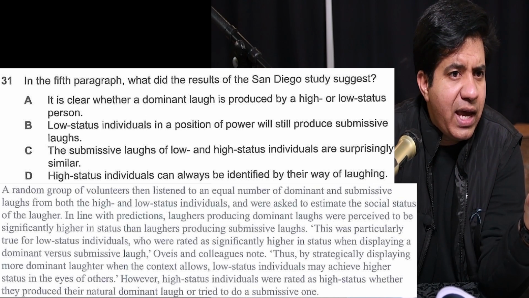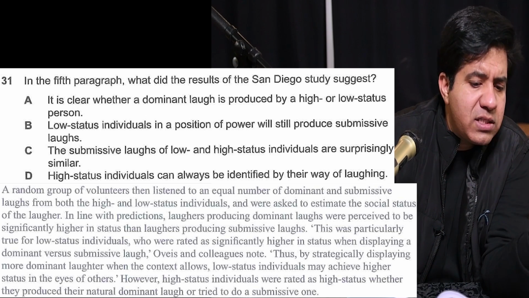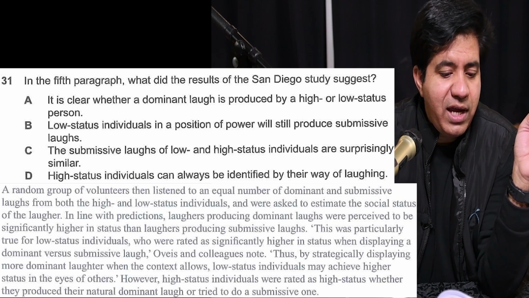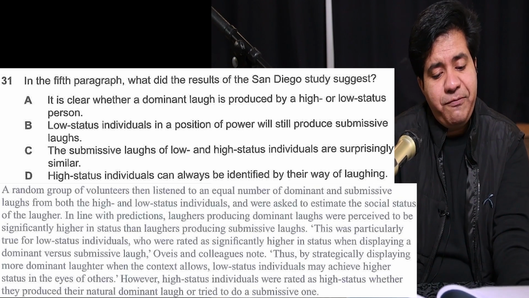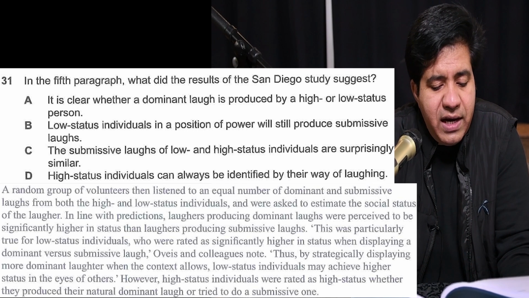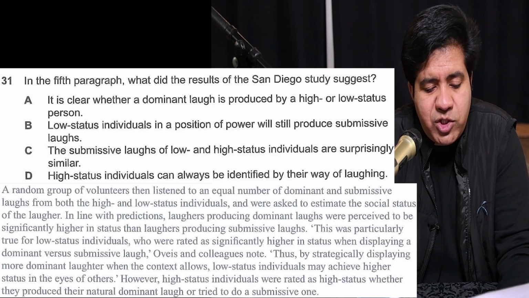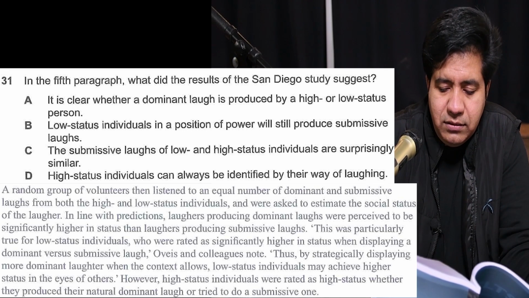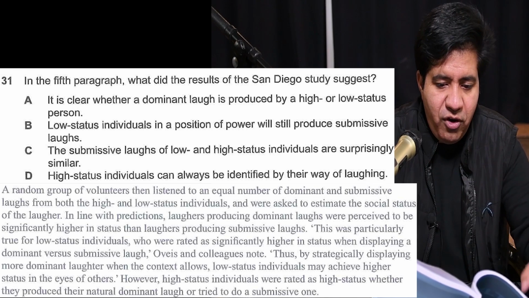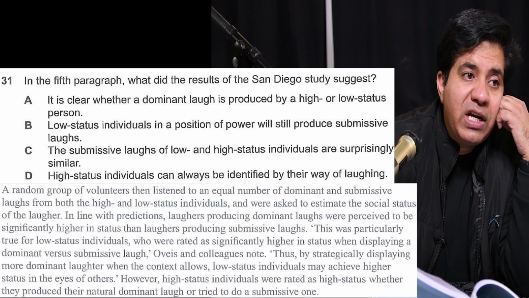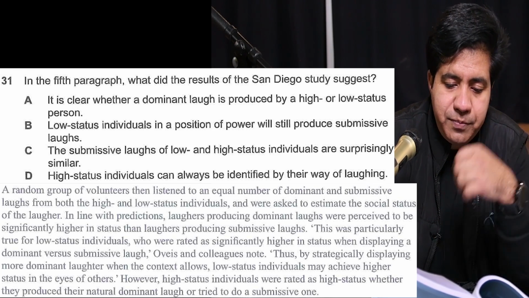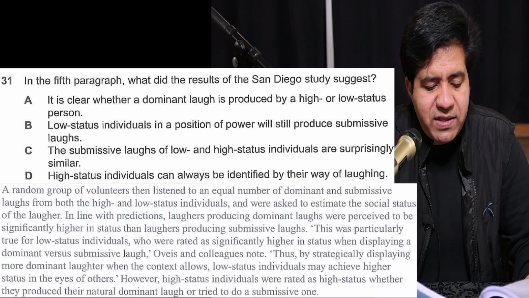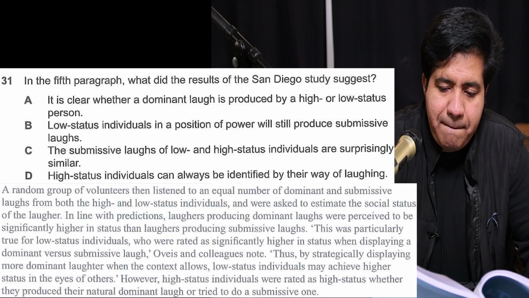Now 31. You have to repeat it all at home, I'm telling you. Just in a relaxed way, just read the question, go back, say, aha, okay, all right, something like that, okay? Just do it. Question number 31. In the fifth paragraph, what did the result of the San Diego study suggest? Fifth paragraph. 1, 2, 3, 4, 5. On page 45, a random group. And you should focus, what did the results of the San Diego study suggest?